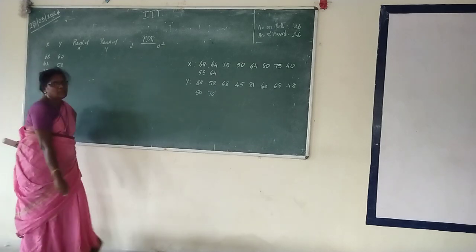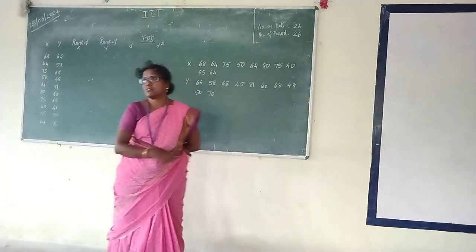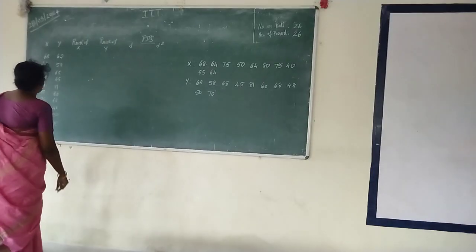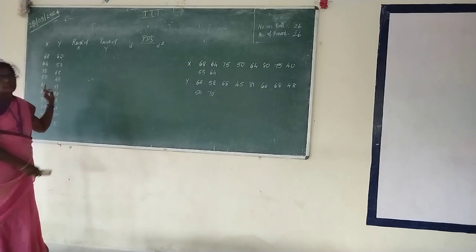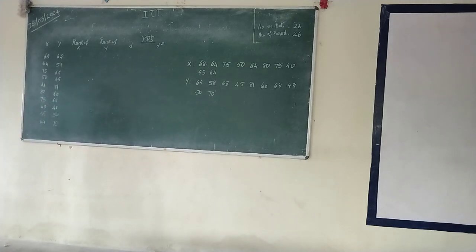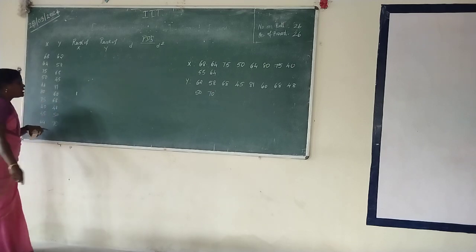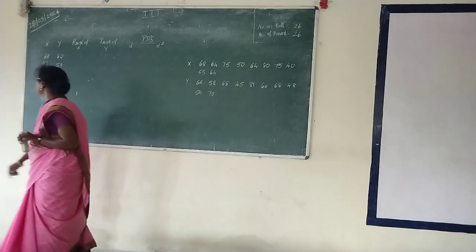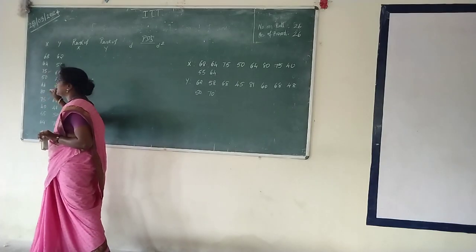Should we start allotting now? How do you want to allot the rank? Highest first. So in X, what is the highest value? 80. Is it only one place or many places? One place. So give it the rank 1. What is the next value? 75. Only once or more than once? 75 is repeated twice.